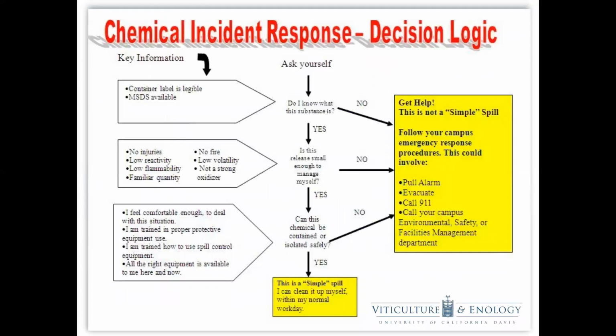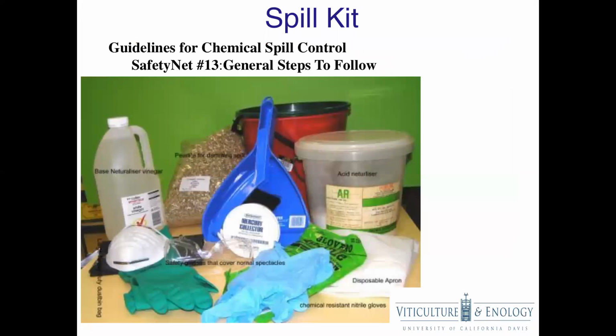Here is a chemical incident decision chart. Tools such as this can help determine if the spill can be handled by lab personnel or if emergency help is required. Here's an example of a chemical spill kit. Chemical spill kits contain neutralizers for acids and bases, absorbent materials for picking up spills, brushes and dustpans for picking up the used absorbent material, gloves, aprons, or other PPE. Safety Net 13 contains guidelines of how to clean up a chemical spill.